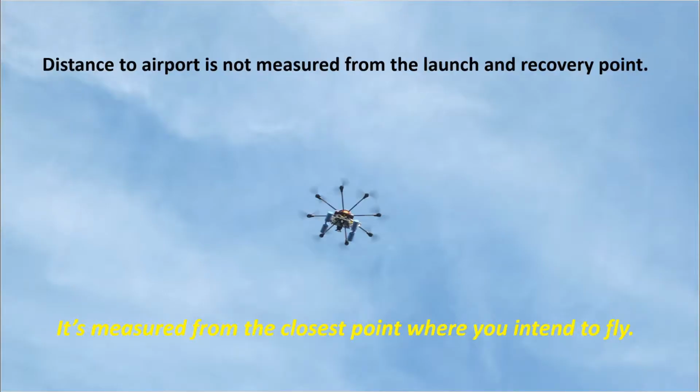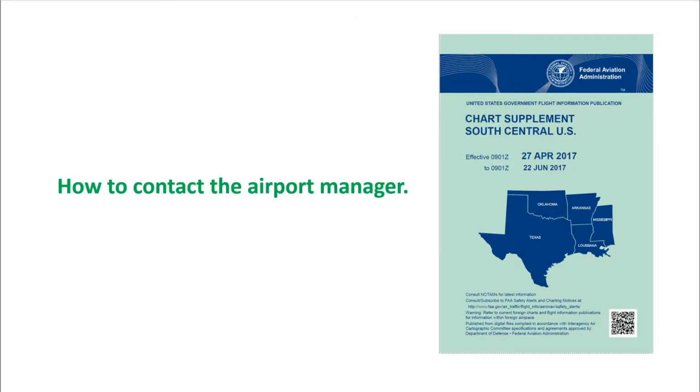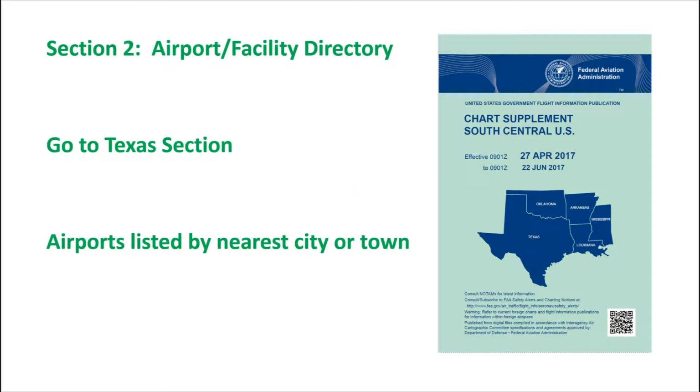Remember, the distance isn't measured from where you intend to take off and land, but from the closest point where you intend to fly. So how do we contact the airport manager? We look it up in the U.S. Chart Supplement. In this case, we'll go to Section 2, the Airport and Facility Directory. Within Section 2, we go to the section for Texas.